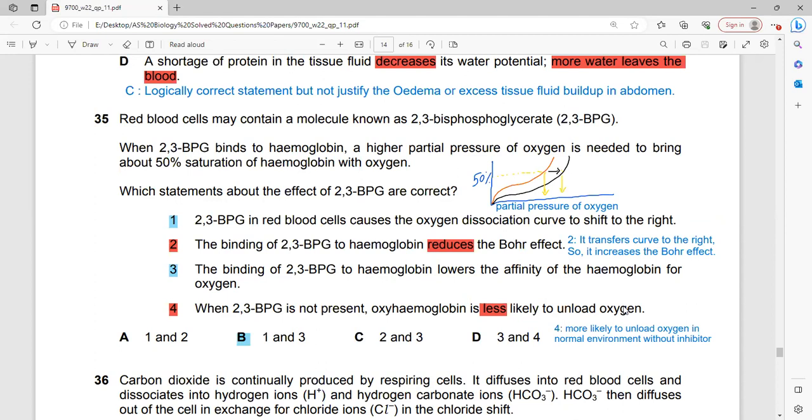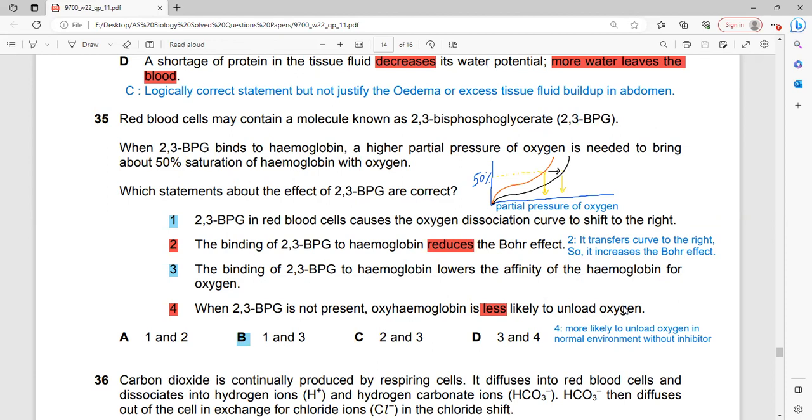The binding of 2,3-bisphosphoglycerate to the hemoglobin reduces the Bohr effect. Basically it shifts the curve to the right, so it increases the Bohr effect, not reduces it. So reducing is the wrong word. The binding of 2,3-bisphosphoglycerate to the hemoglobin lowers the affinity of the hemoglobin for oxygen. Statement 3 is the correct statement. What about 4? When the 2,3-bisphosphoglycerate is not present, this will be a normal condition. For example, if the inhibitor is not present, there will be a normal condition.